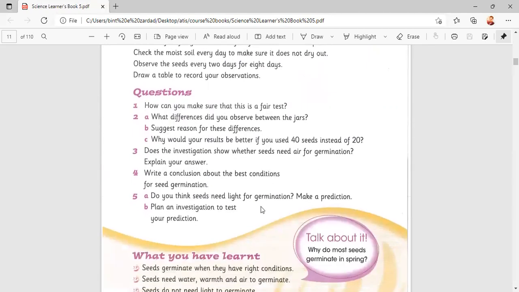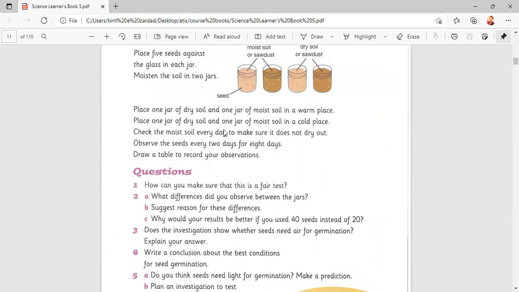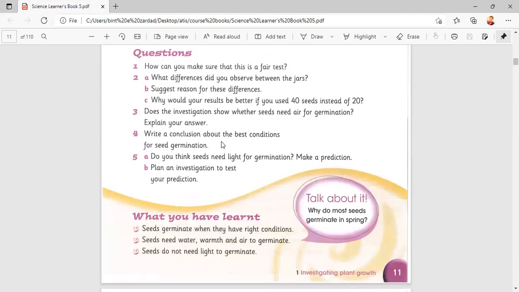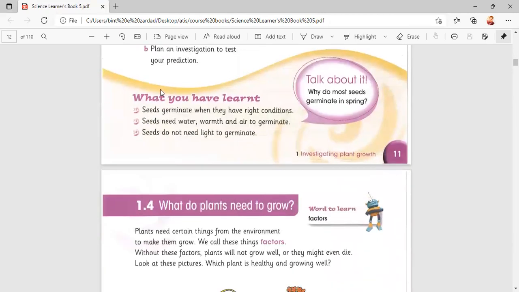These are all questions about the activity. So if you finish the activity, you can reply the answers easily. What have you learned in this lesson: seeds germinate when they have the right conditions. Obviously, seeds start the germination process when they have the right conditions. What are the right conditions? Warm place, air, and water. Seeds need water, warmth, and air to germinate. These are the three factors.